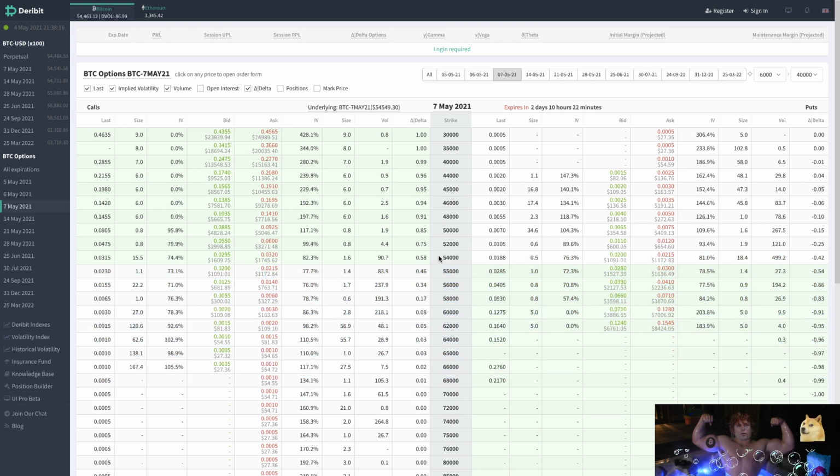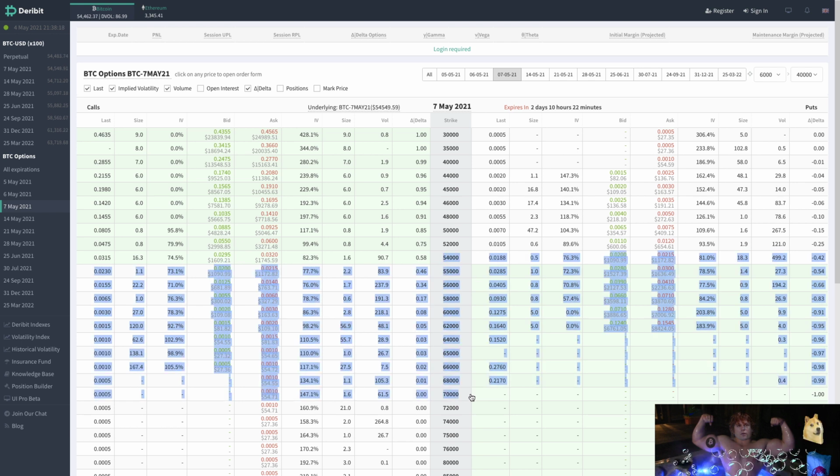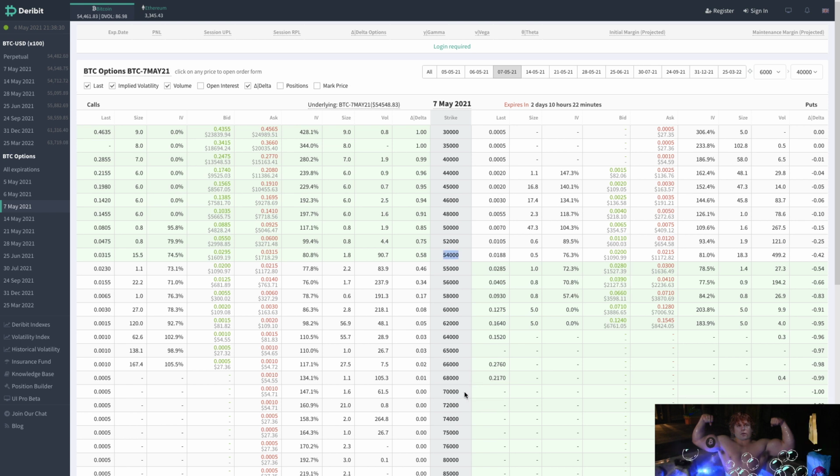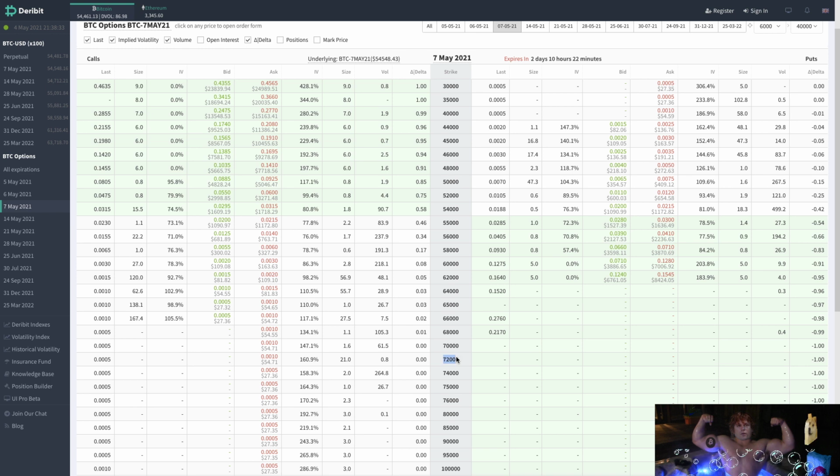If the price of Bitcoin goes to $70,000, you're going to lose at least $16,000 because the option will expire worthless. The only time that buying this $70,000 put outperforms simply shorting Bitcoin would be if you were to go to prices above 70,000. At this point, you stop losing money on the put, but you continue to lose money on the short futures, the short perpetual.